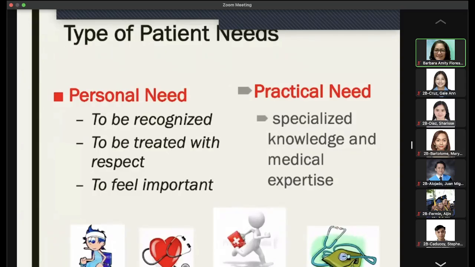Patients visit the doctor because they have needs. They have a personal need and a practical need. Personal needs are to be recognized, to be treated with respect, and to feel important. These needs are addressed by the doctor, who will practice proper attending skills and establish good rapport. Practical needs refer to the specialized knowledge and medical expertise of the doctor, the ability to engage patients and educate them so they understand the disease and the required management, while also considering biopsychosocial issues that may affect management. These are important skills of an excellent patient-centered physician.